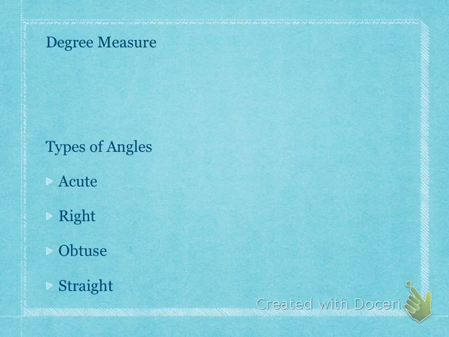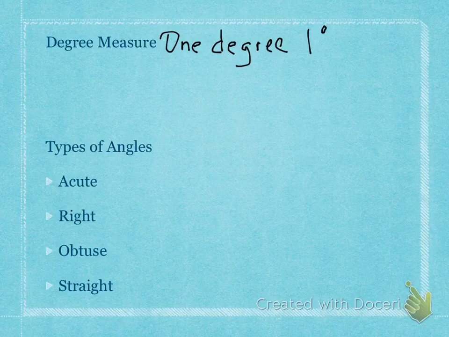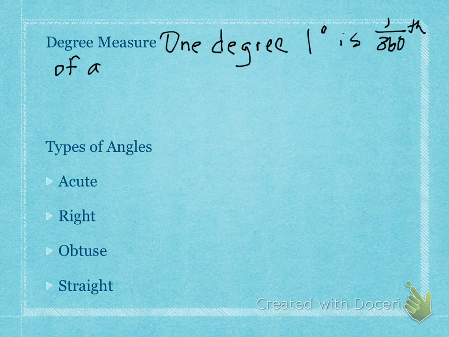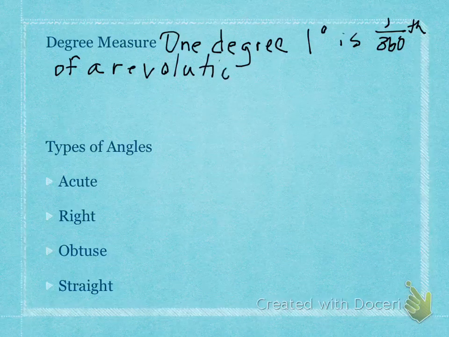And degree measure, 1 degree. And of course the notation is a little degree marker like that. 1 degree is 1/360th of a revolution around a circle.